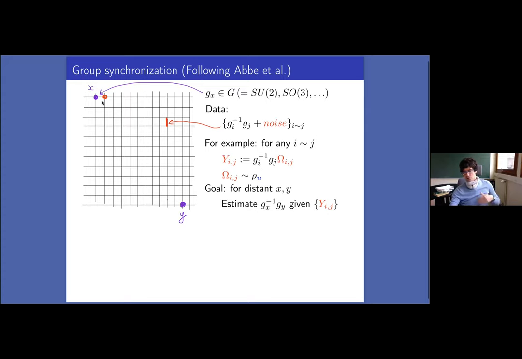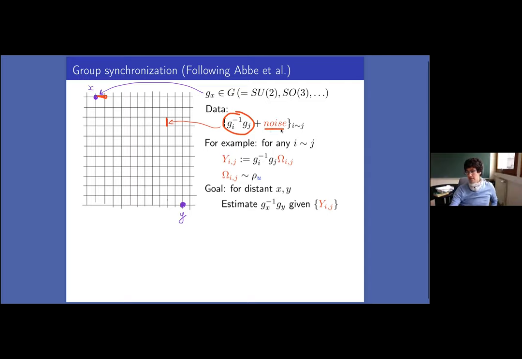And the reconstruction problem is as follows. You have access to the following information. For each nearest neighbor edge, you're given the increment between the two cameras, g_i^{-1} g_j. So on each edge of Z^d, you have pointing cameras like that, and you know what is the relative angle between the two cameras. And I'm speaking about Bayesian statistics. So if you had this big data, you would know everything.